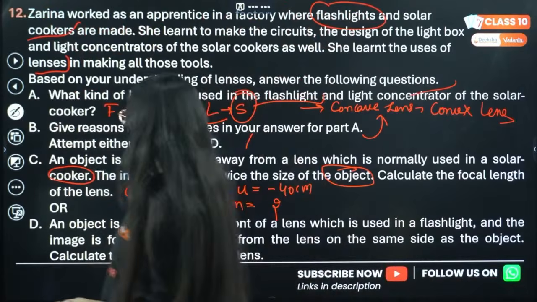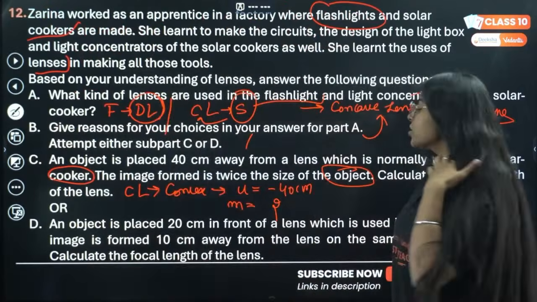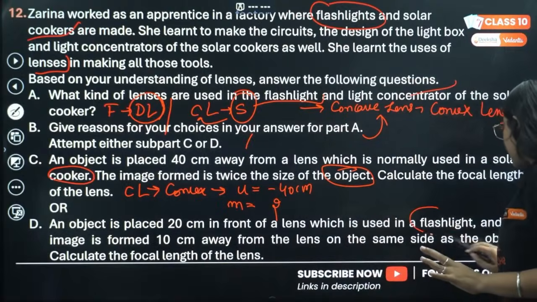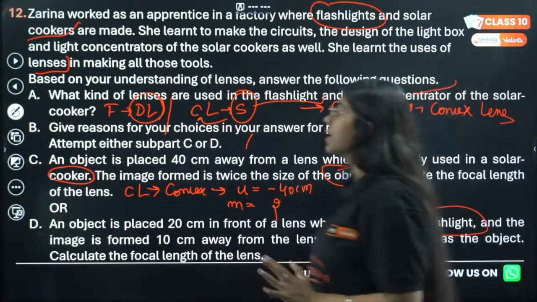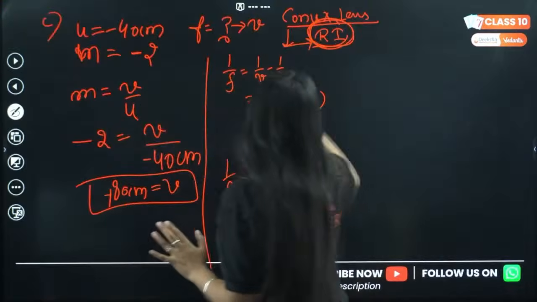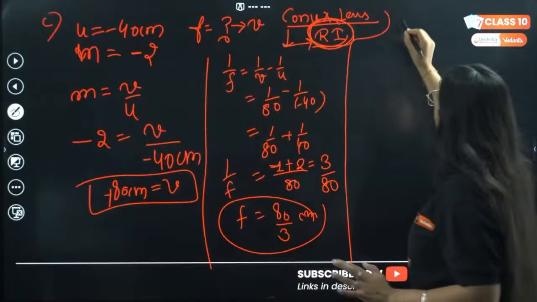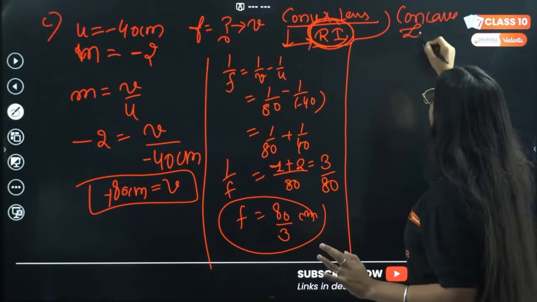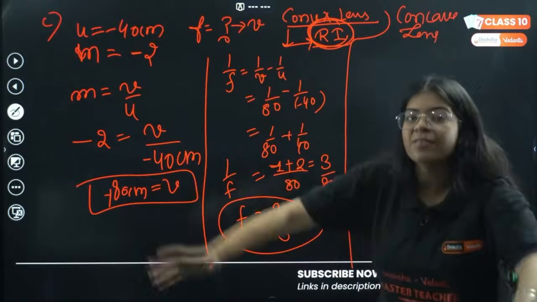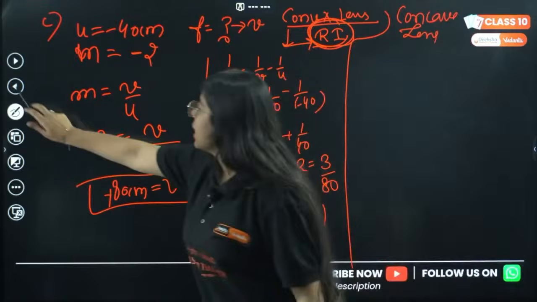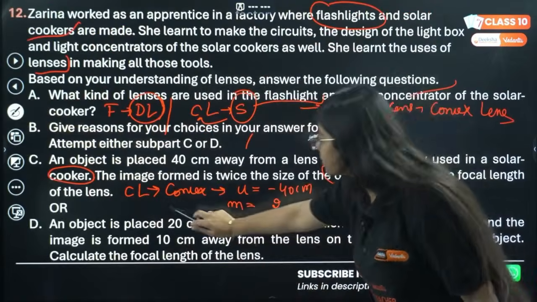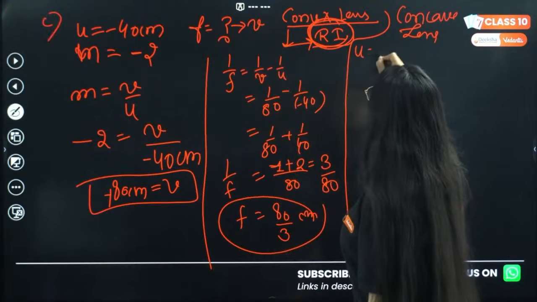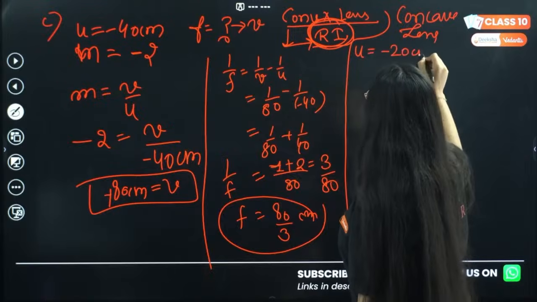Okay, D part. An object is placed 20 centimeter in front of a lens which is used in a flashlight. Now the case is the flashlight. For the flashlight we will be using a concave lens, correct? Concave lens, because we need the light to diverge outwards, correct? So it's placed 20 centimeter, so in here my u is minus 20 centimeter.